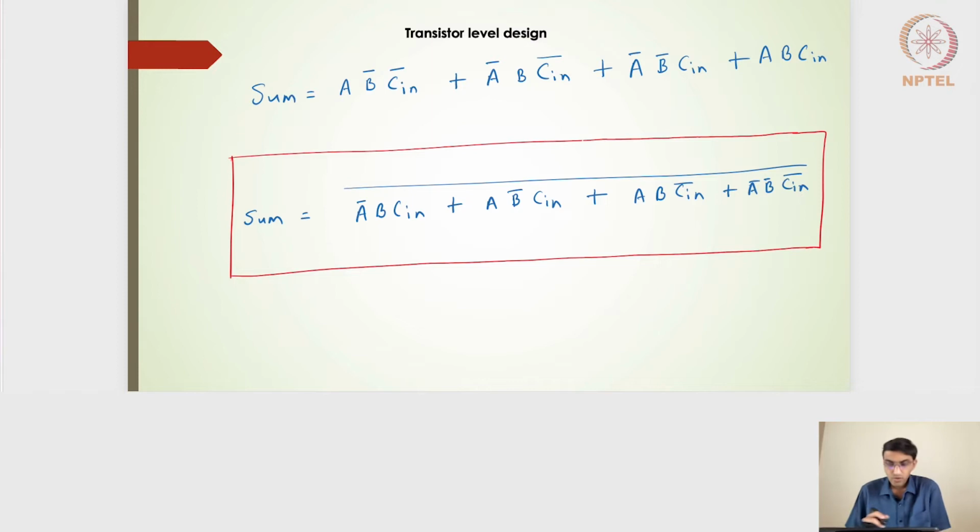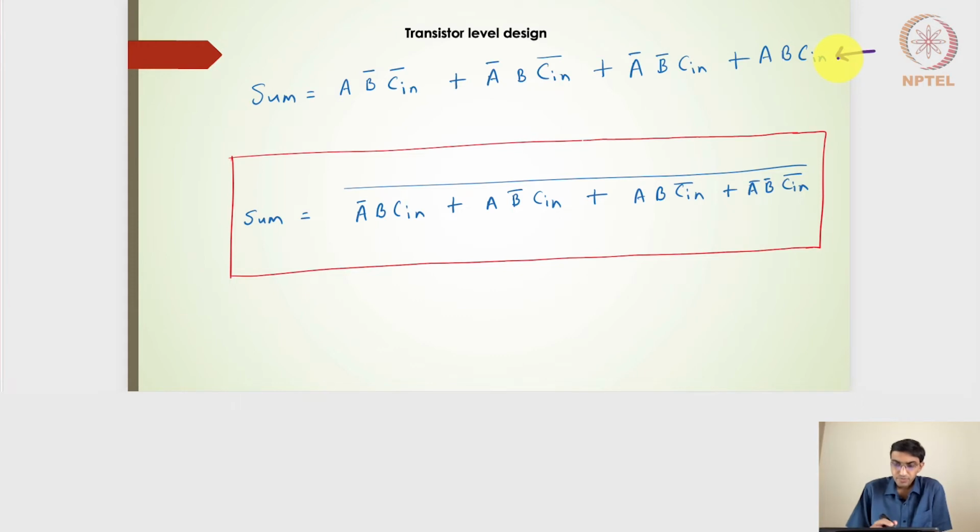Right. So hope that is clear. At a transistor level, how do we design this 1-bit full adder circuit? The sum bit is given by this particular expression: A B̄ C_in-bar plus Ā B C_in-bar plus Ā B̄ C_in plus A B C_in, and this is arrived from the truth table, whatever we had seen in the previous slide.